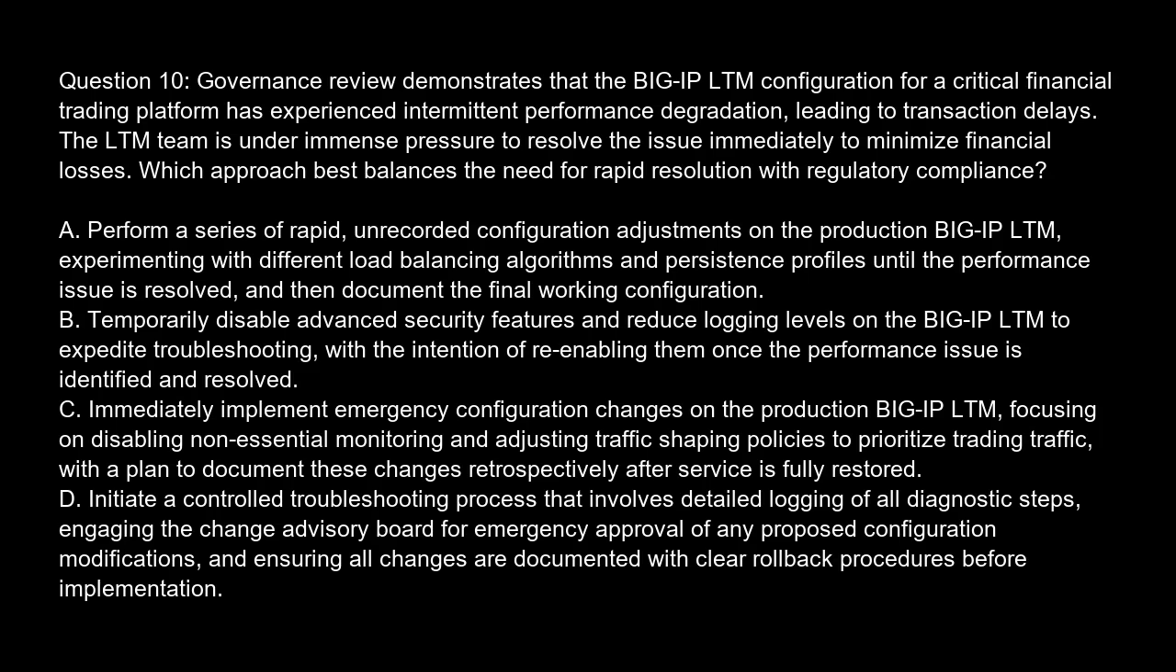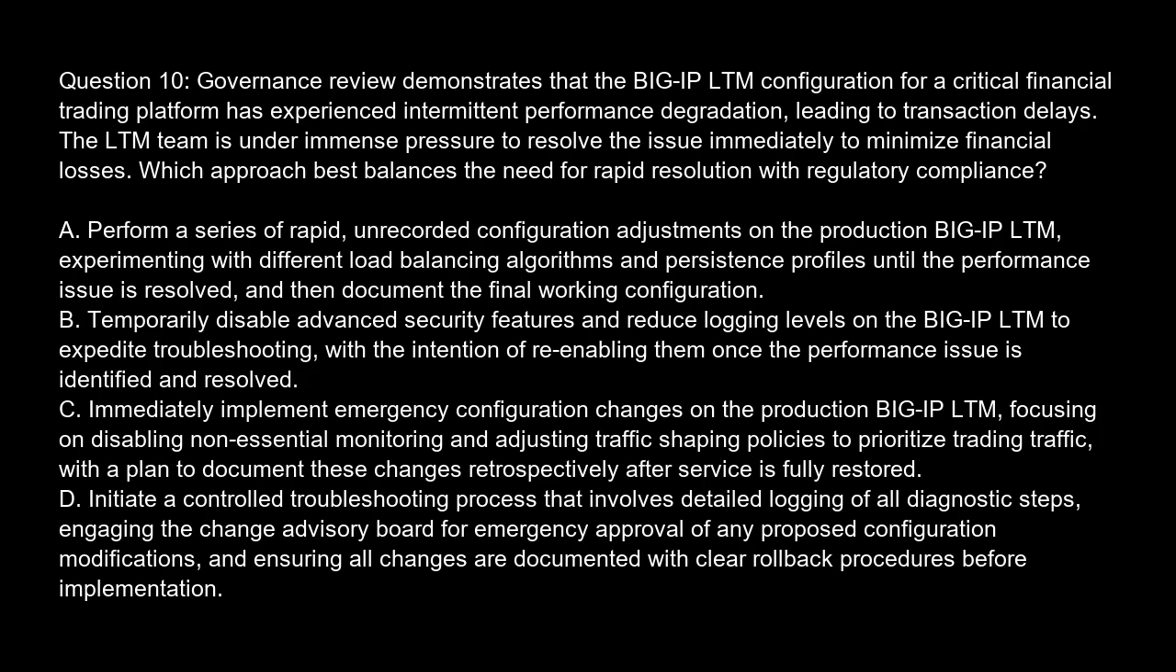Option A. Perform a series of rapid, unrecorded configuration adjustments on the production BIGIP LTM, experimenting with different load balancing algorithms and persistence profiles until the performance issue is resolved, and then document the final working configuration. Option B. Temporarily disable advanced security features and reduce logging levels on the BIGIP LTM to expedite troubleshooting, with the intention of re-enabling them once the performance issue is identified and resolved.